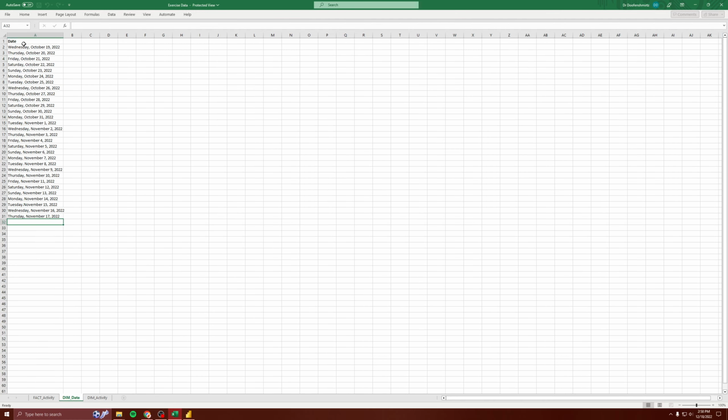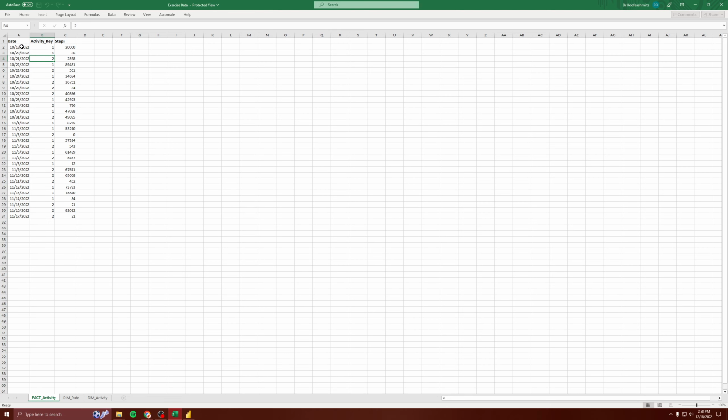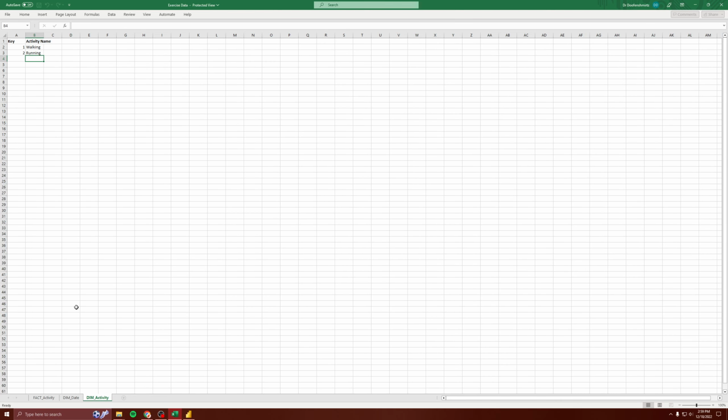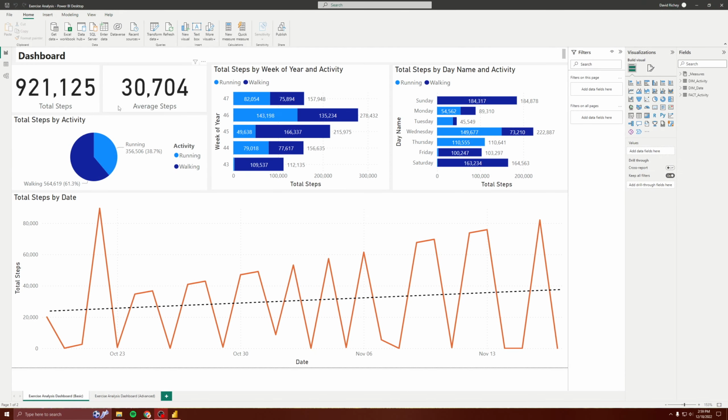Here's the dimension table for the dates. It's just listed every day, from the 19th of October to November 17th. And for activity, here's the key: 1's walking, 2's running. So that's all we have for that.